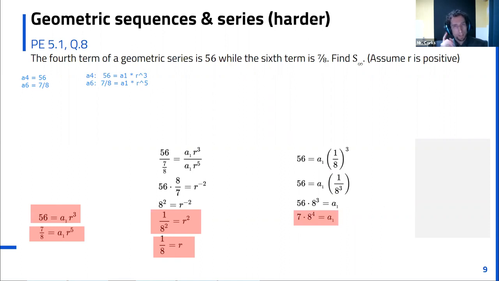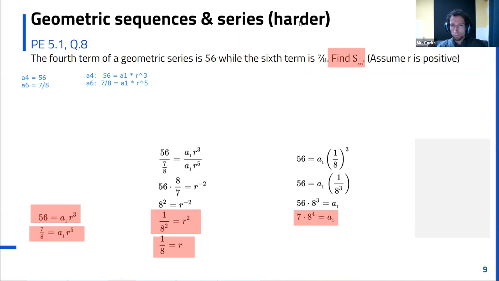And the question is not asking us to figure out what a1 is. It's only asking us to find the partial sum. So we don't care. Let's just leave it like this. We don't need to write out the exact number here. It's probably going to get canceled out or simplified somehow anyway. If we're not told to give a1, then we don't need to pull out the exact number.